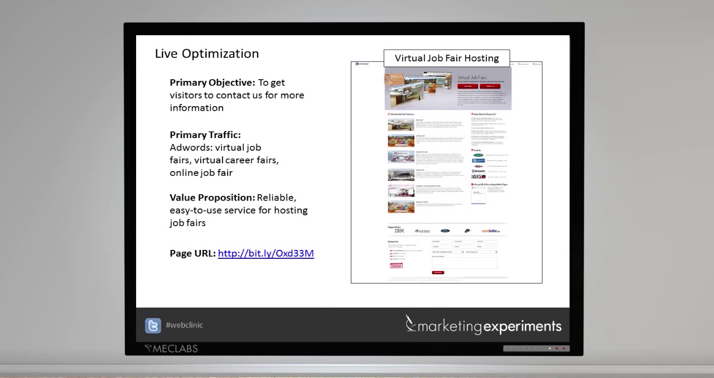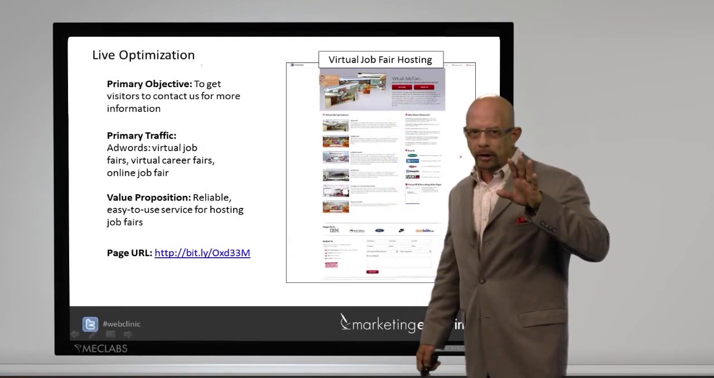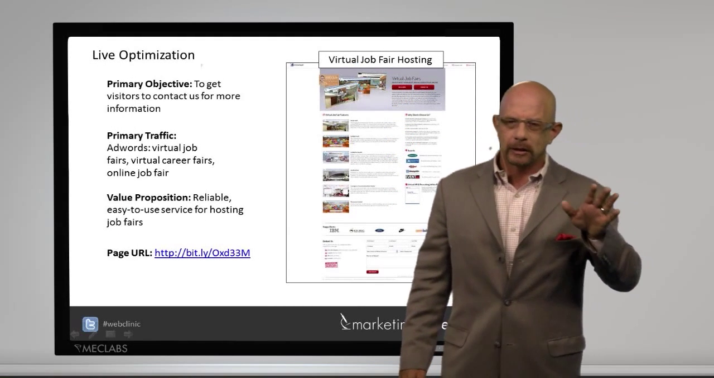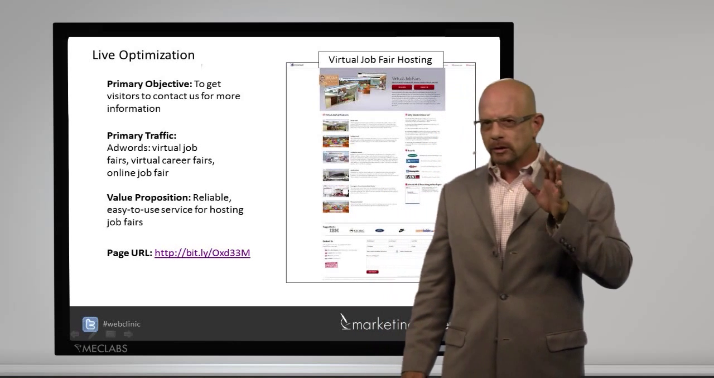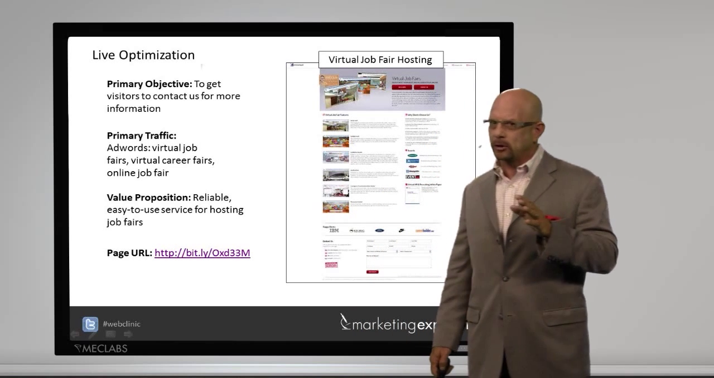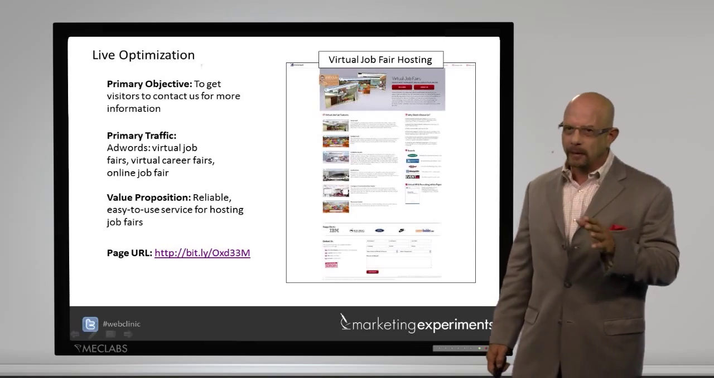This is a page submitted by someone in the audience, and the primary traffic is AdWords. And the value proposition is, this is their version of the value proposition: reliable, easy-to-use service for hosting job fairs. Now, Curtis, straight up, I would fine-tune that value proposition dramatically. It's missing several key elements.